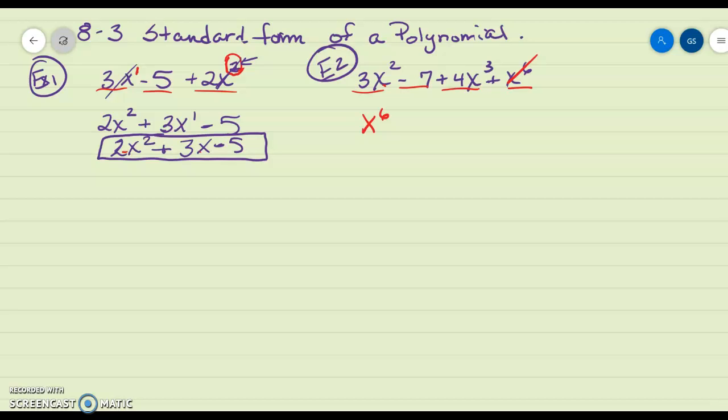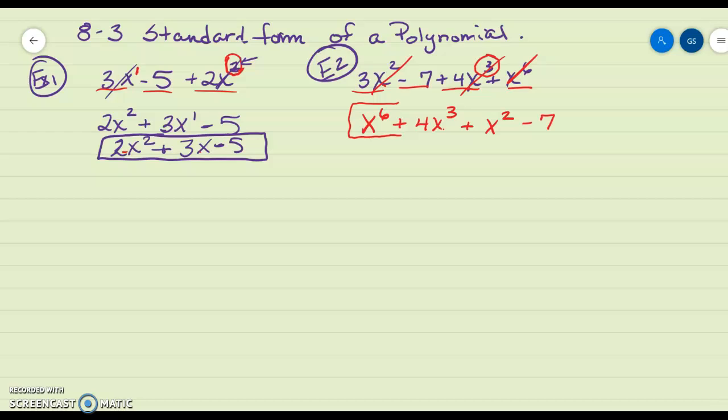All right, next. What's the next highest exponent here? Well, hopefully you're seeing that it's the 3, so we're going to put that term next. And you can cross it out. We've already done that one. Okay, next is going to be the x squared. And lastly is going to be minus 7. So the constant, if there is one, the constant goes last.